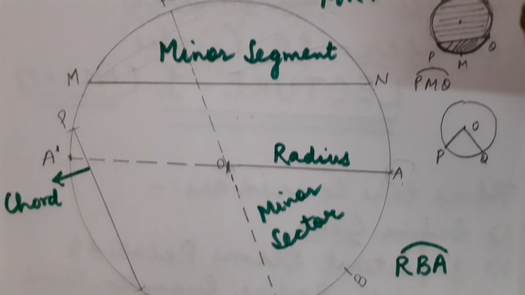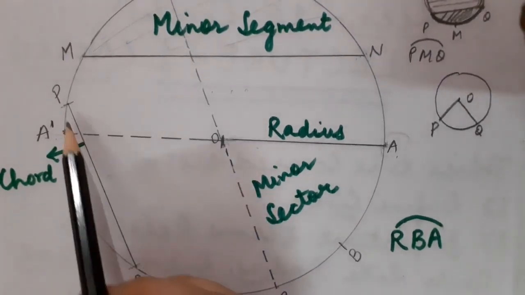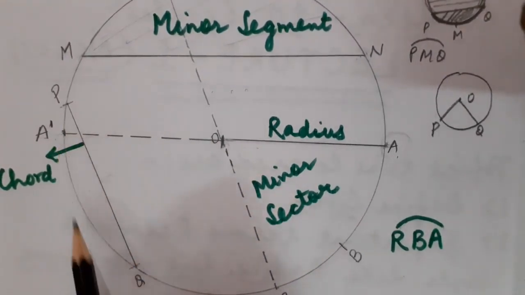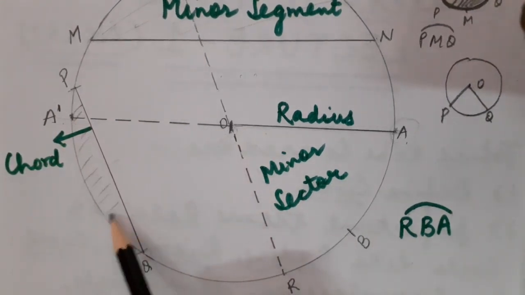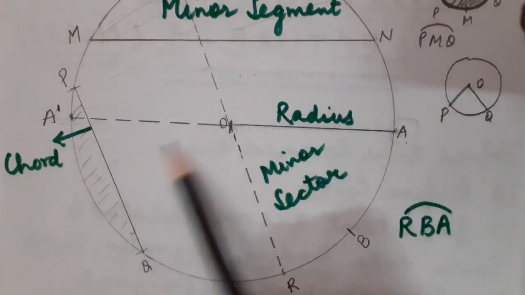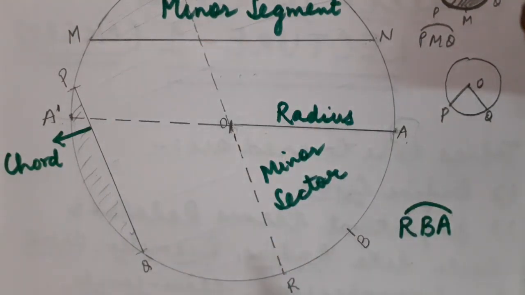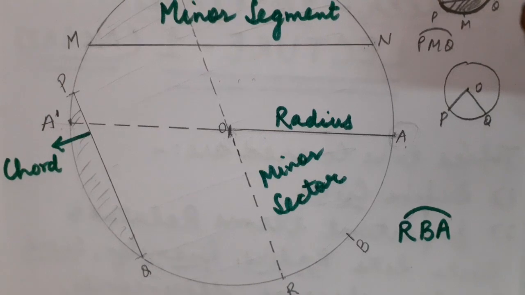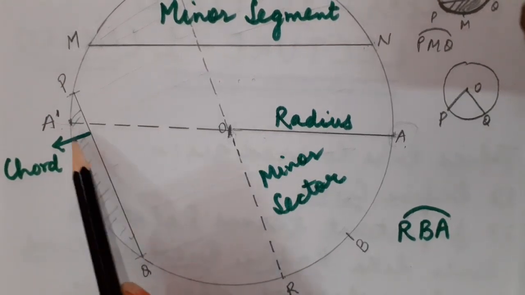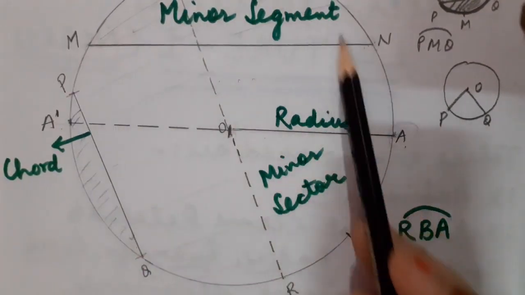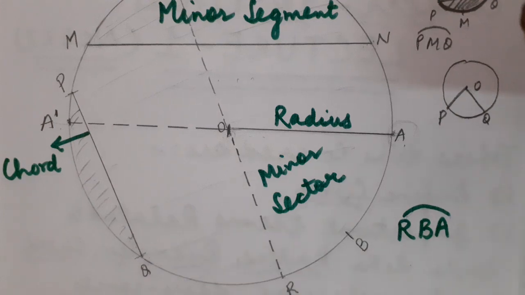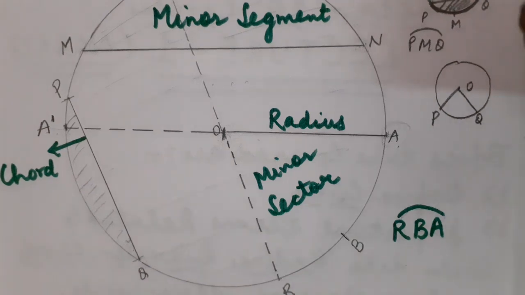Understood, children? The same concept I can explain while taking this very chord also. If I talk about chord PQ, here you can see that this part is the minor segment, and what about the rest? The rest complete part will be known as the major segment. So segment is the region which is between a chord and either of the two arcs. Either it will be the minor arc or the complete major arc. Correct, children?